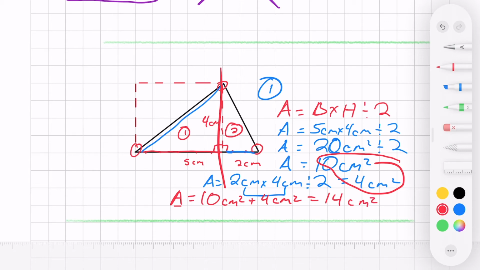So making sure that I remember that this is 2 parts, okay, because I've divided that triangle into 2 parts, so I need to make sure that I put it back together. And that would be my answer there.